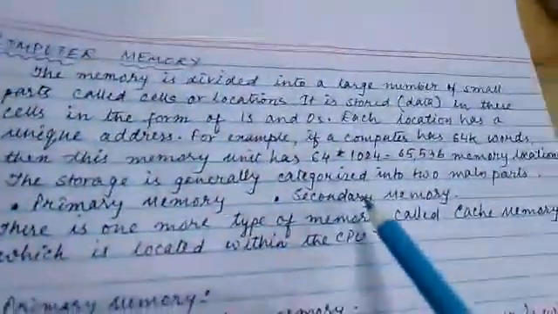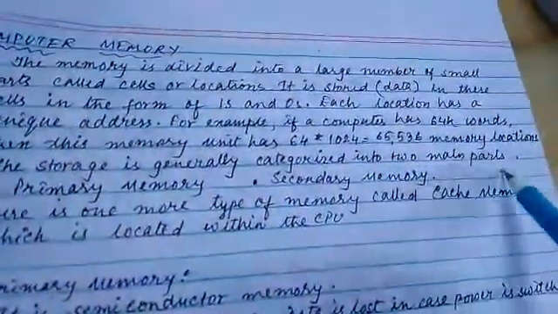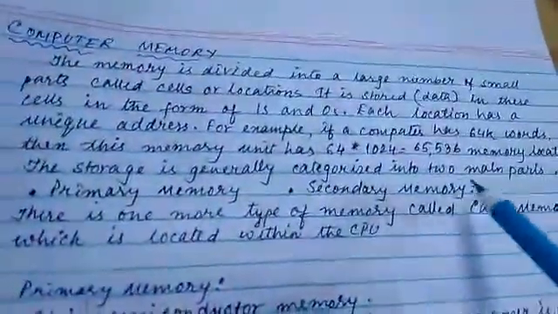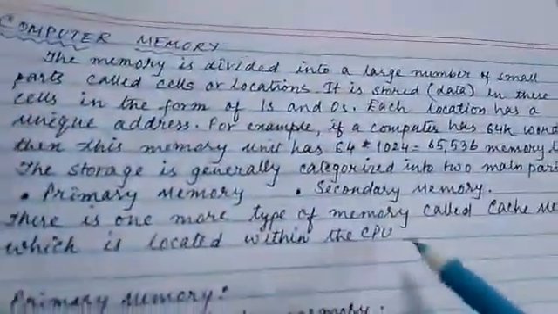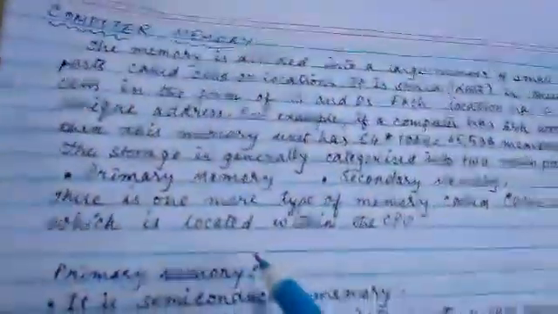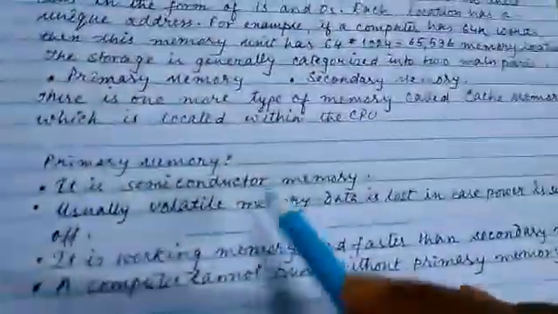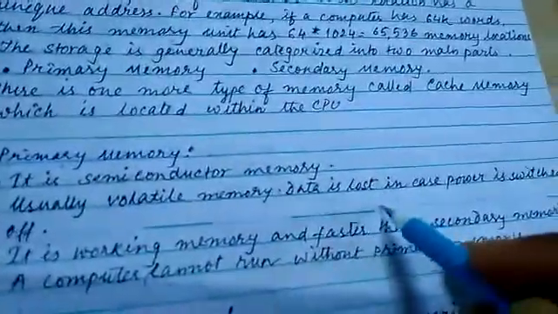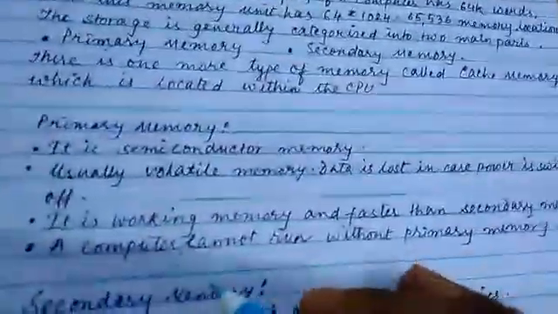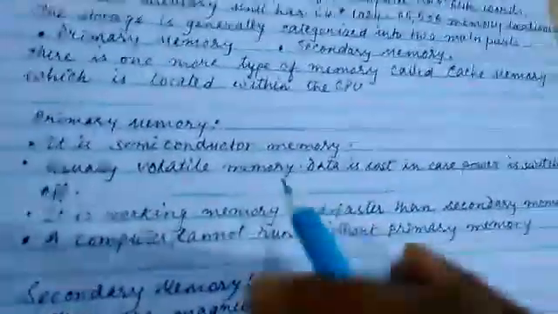The storage is generally categorized into two main parts, primary memory and secondary memory. There is one more type of memory called cache memory, which is located within the CPU. Primary memory is a semiconductor memory, usually volatile memory. Data is lost in case power is switched off. It is working memory and faster than secondary memory. A computer cannot run without primary memory.